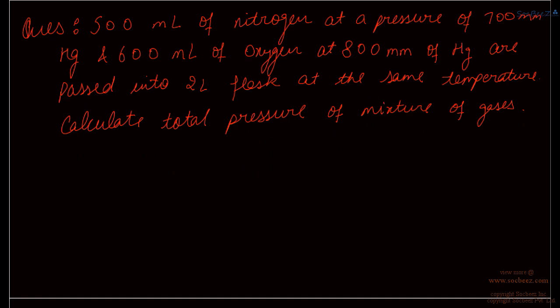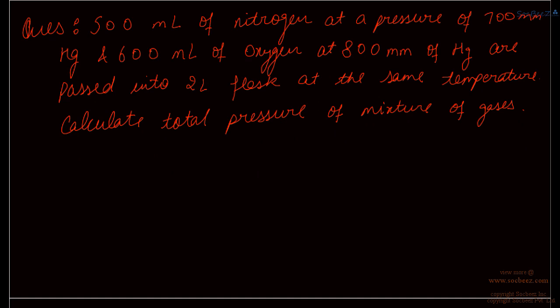Okay. Now, when 500 ml of nitrogen is passed into a 2-liter flask, it will now occupy 2 liter. Gases occupy the amount of volume that is available to them. Therefore, whenever a particular amount of gas is passed into a restricted space, it will occupy all of the space. And hence, in this question, when 500 ml of nitrogen is passed into a 2-liter flask, it will now occupy 2 liter.